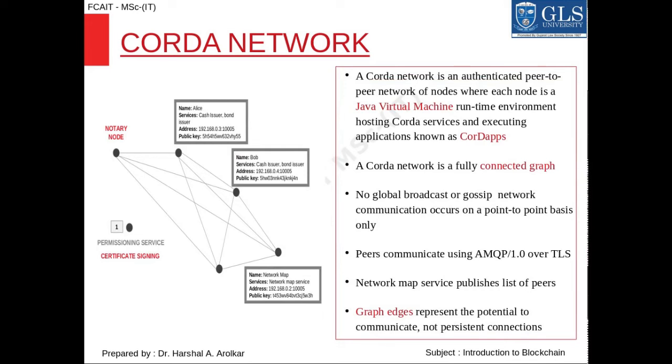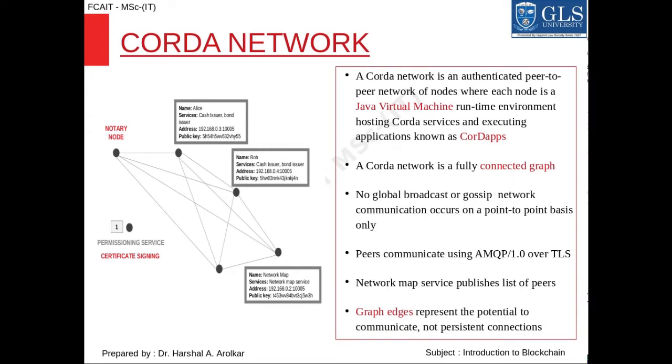As mentioned previously, a Corda network is an authenticated peer-to-peer network of nodes where each node is a Java virtual machine, a runtime environment that hosts a Corda service and executes applications that are known as Corda apps. Also, the Corda network, as you can see, is a fully connected graph. There are no global broadcasts happening. All communications are point to point, and each of them uses AMQP to communicate with each other. The network map service, as mentioned earlier, publishes the list of peers who can be communicated with, and in the figure the graph edges represent the potential to communicate and do not show persistent connections.